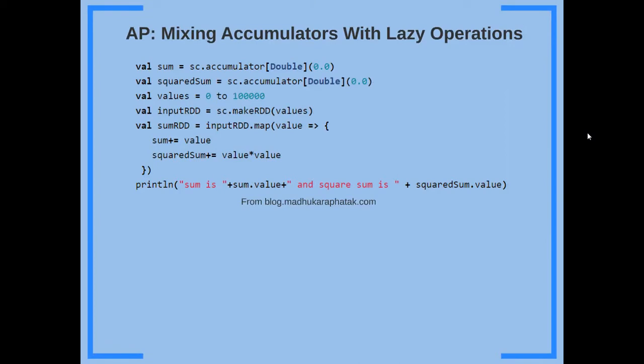Another anti-pattern, mixing accumulators with lazy operations. So accumulators are naturally side-effecting, they're imperative. Lazy operations are non-imperative. And so the output of this little bit of code here, again, one that I stole off the web. There's a map here, and we're trying to invoke this accumulator, and so map is lazy, and so the output of this is just 0, 0.